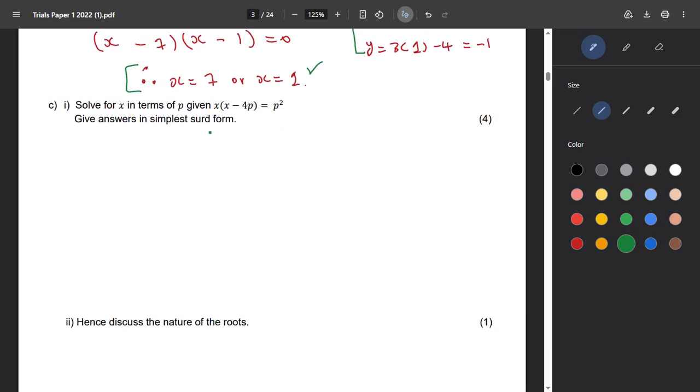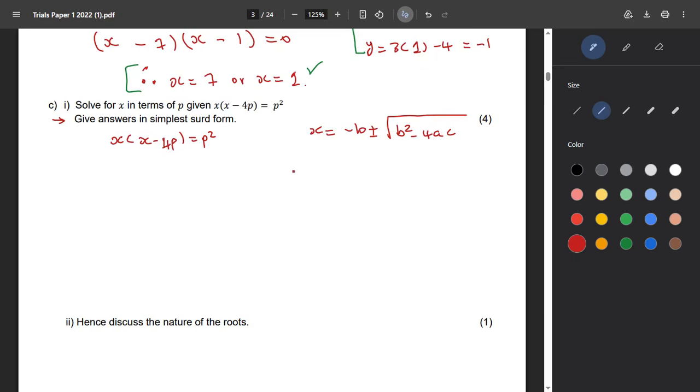Next question, solve for x in terms of p. We're going to solve for x in terms of p, given that x(x minus 4p) is equal to p squared. I'm going to advise you something. If they want you to solve for x in terms of another variable, just note that this has to do with quadratic equations. Or if you see the statement, give your answer in simplest surd form. Also note that this has to do with the equation x is equal to minus b plus or minus the root of what? b squared minus 4ac. That's the quadratic formula.